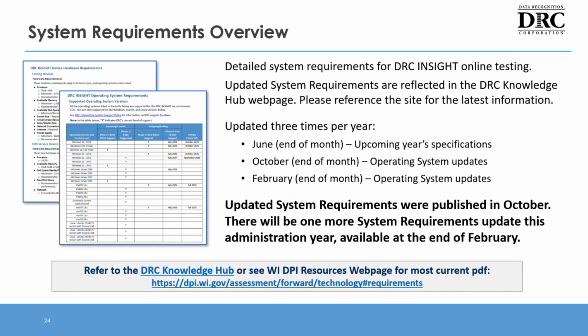Our system requirements document is updated 3 times per year. This screenshot is of the system requirements PDF, but again, the same information is available on the new Knowledge Hub webpage. The new system requirements for the year were released at the end of June, and we had an updated version released at the end of October. And then we'll have one more, which will be released at the end of February. So please be sure to check back and review the next version of system requirements in February prior to testing.